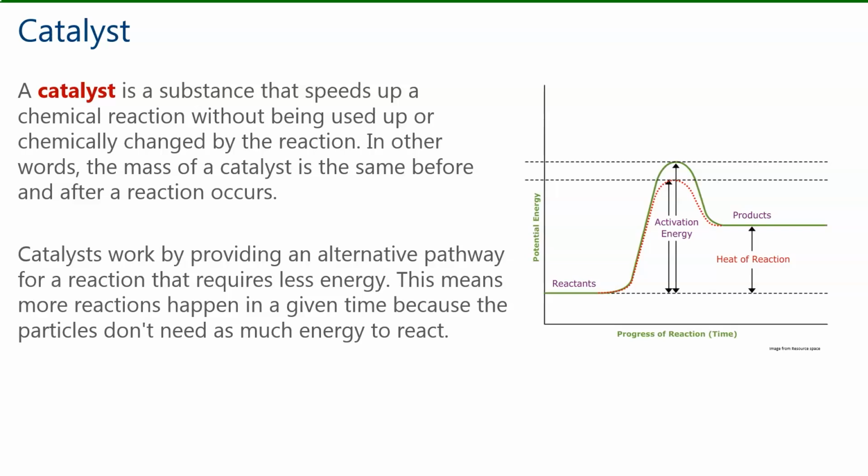In this graph, the green line shows the reaction without a catalyst, and the red dotted line shows the reaction with a catalyst. With the catalyst, the activation energy is lowered, and the reaction occurs quicker than without the catalyst.